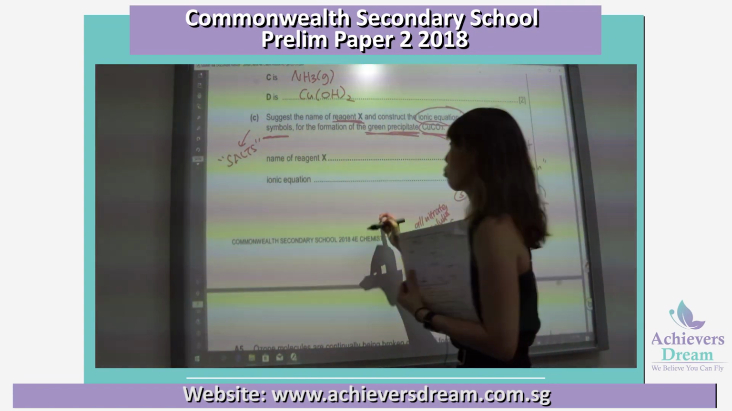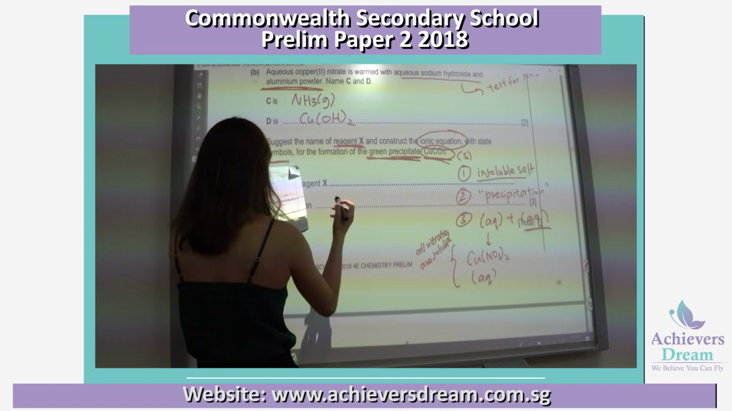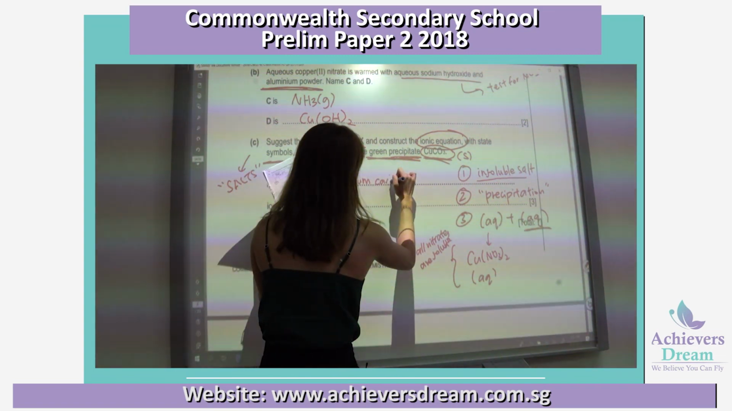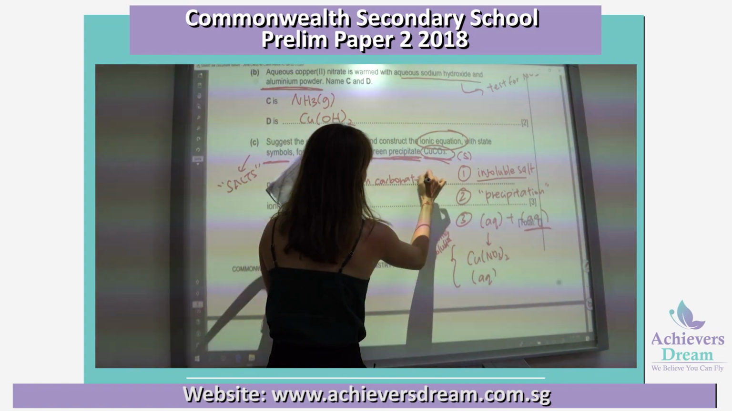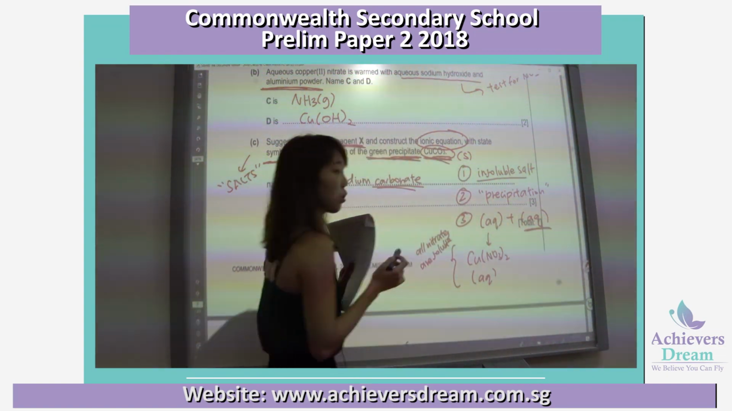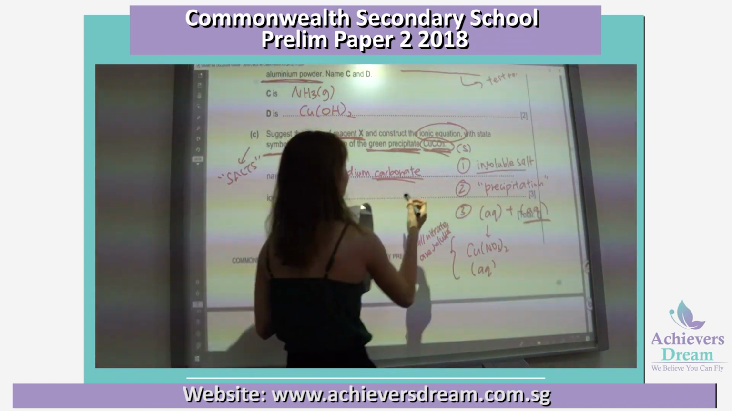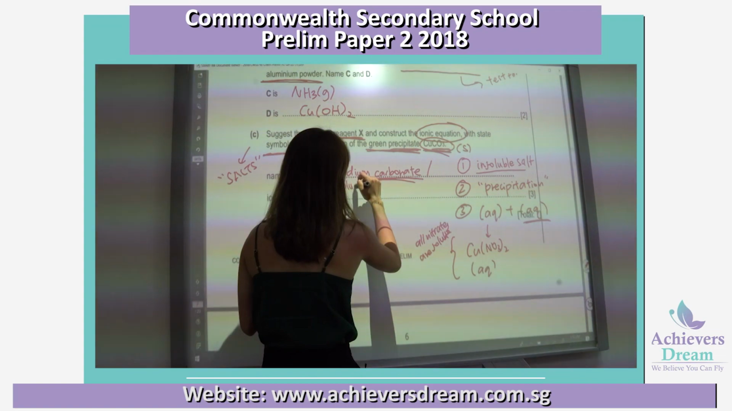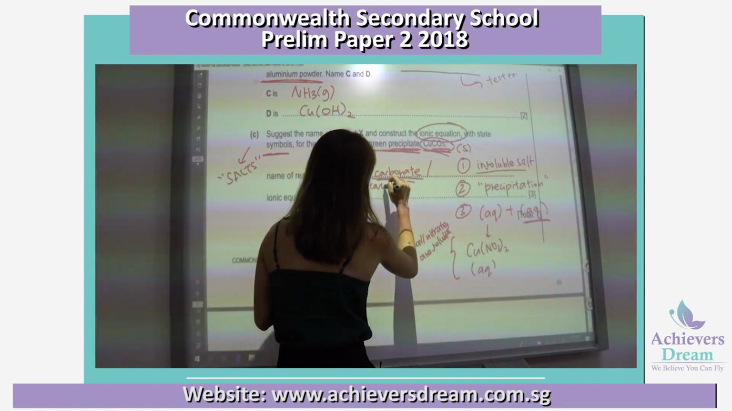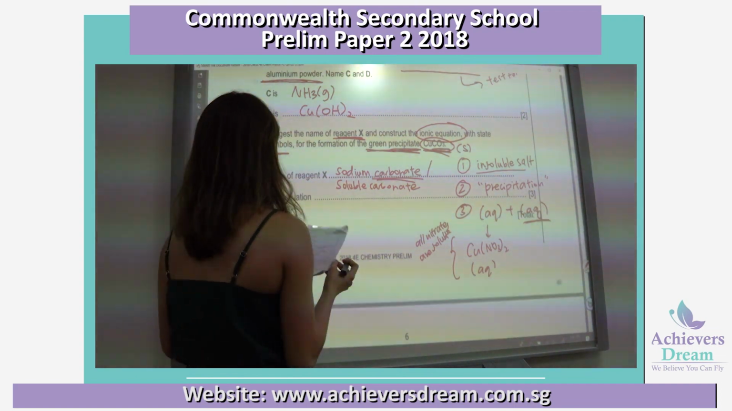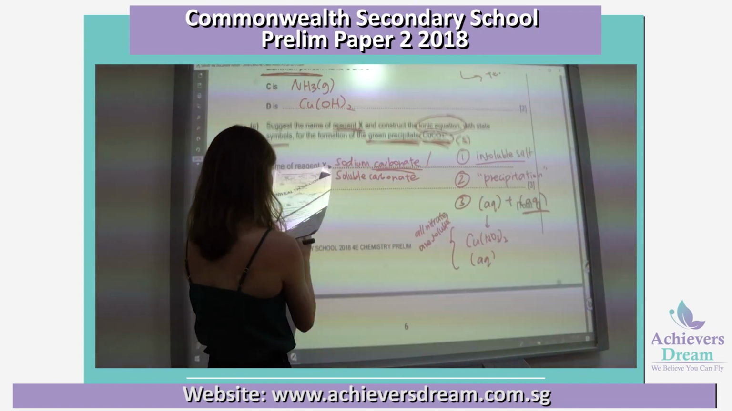So what can reagent X be? It can be sodium carbonate. Remember, I need a soluble carbonate in order to give me my CuCO3. So it can be sodium carbonate or basically any soluble carbonate. So you can say ammonium carbonate or potassium carbonate. Then now for the ionic equation.